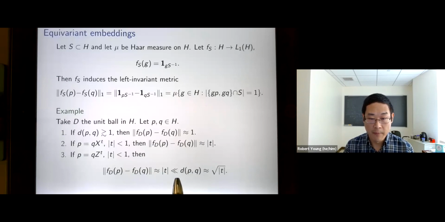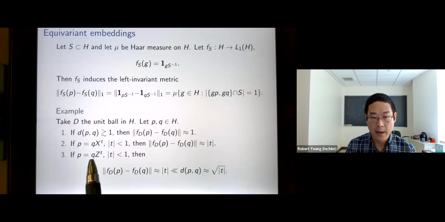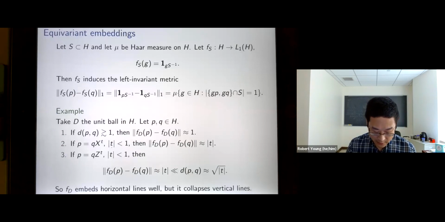But now that's a problem because if T is less than one, then the distance between P and Q is the square root of T rather than T. And that square root is going to be bigger than T. So if I have two points that are separated by a short vertical curve, then those two points collapse under this map because the distance between their images is on the order of T. The distance between the original points is on the order of root T. So this map does a pretty good job of embedding horizontal lines, but it collapses vertical lines.